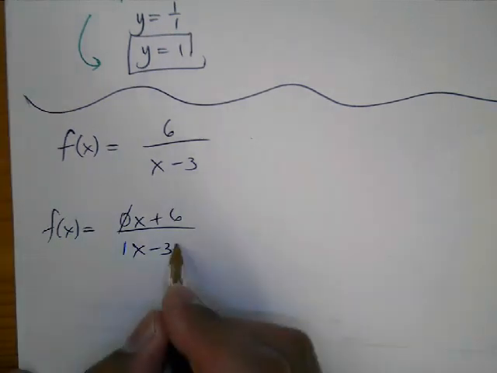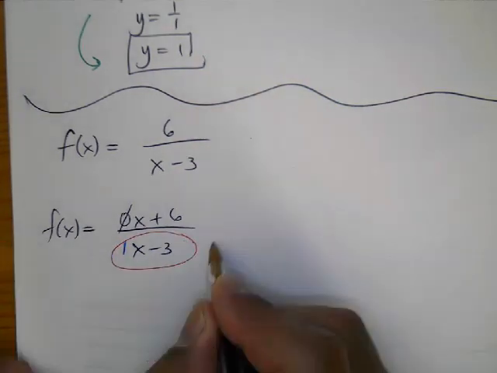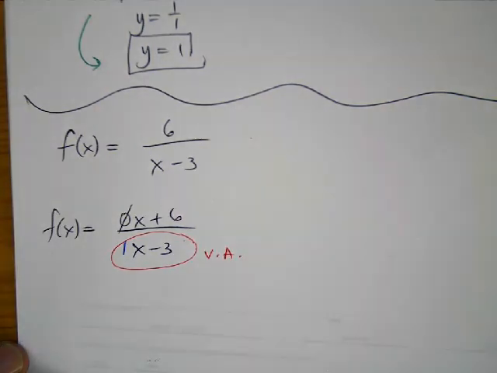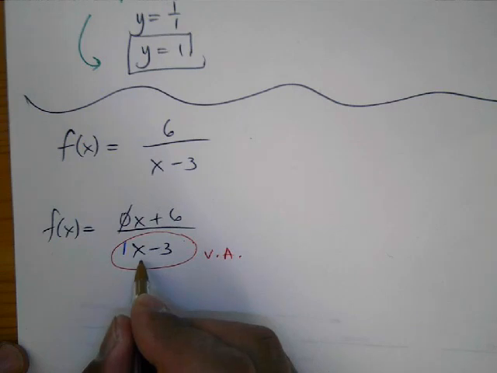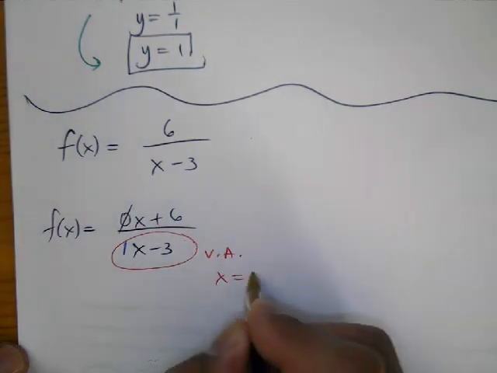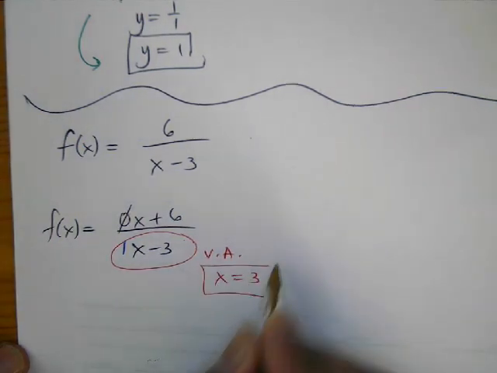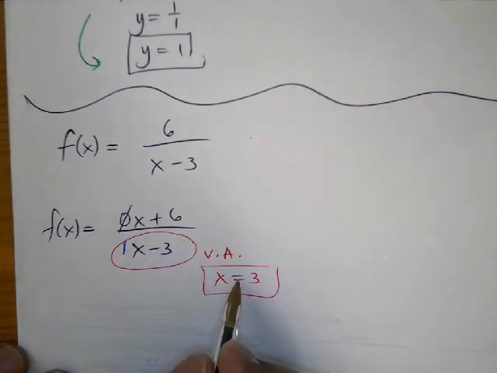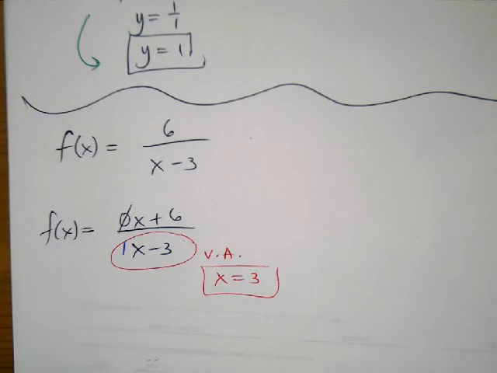So here, where you look down here for the vertical asymptote, I'll just put VA for vertical asymptote. My vertical asymptote is going to be at what? Well, that's going to be x is equal to 3, right? Make this equal to 0, solve for x, you get x equal to 3. That's your vertical asymptote.